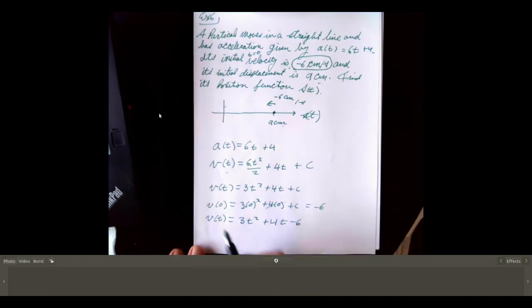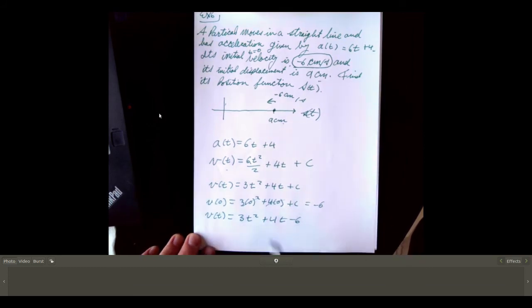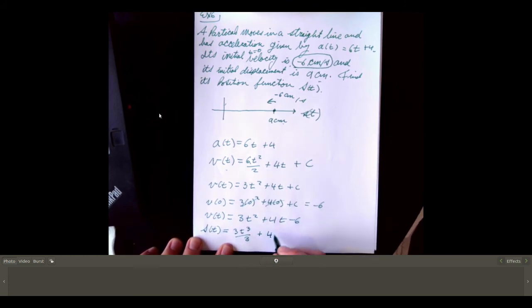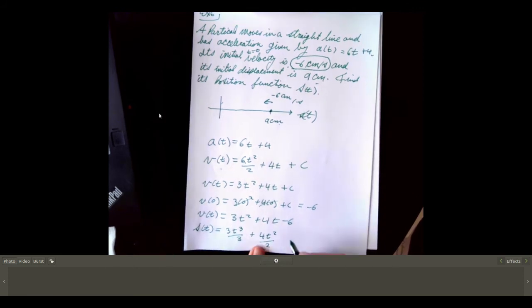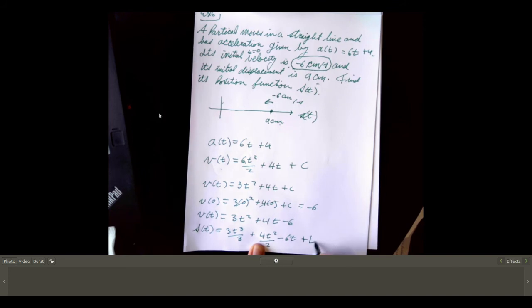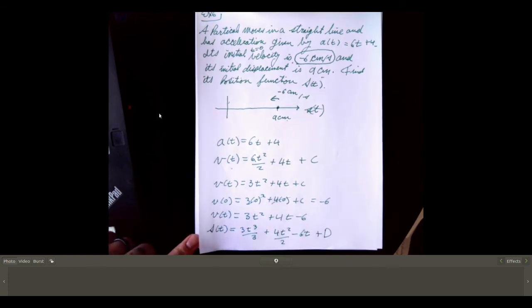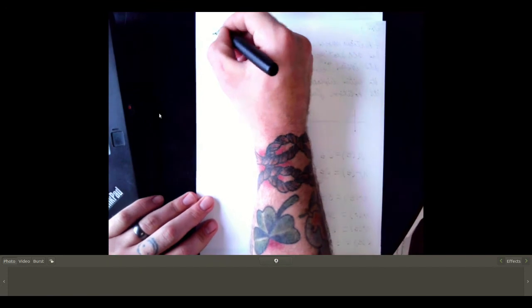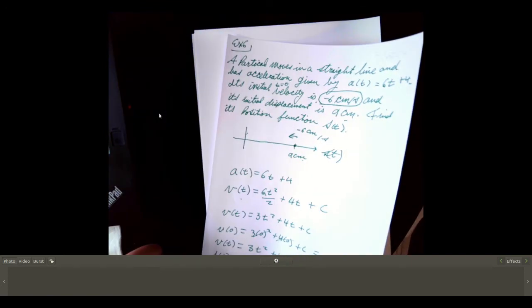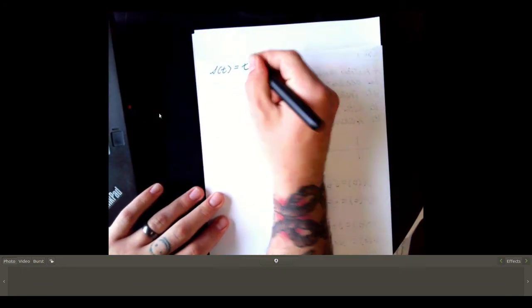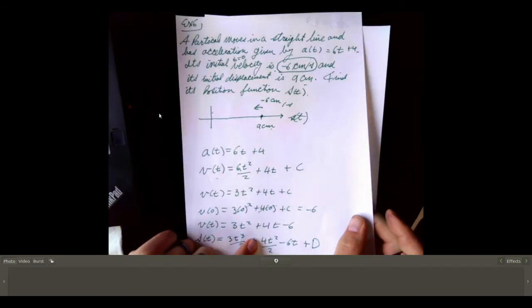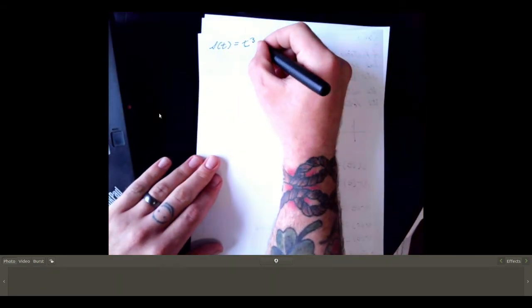Use what you're given. We know that the rate of change of position is velocity, so our position function is the antiderivative of velocity. That would give us 3t cubed divided by 3 plus 4t squared divided by 2 minus 6t plus some constant, which I will call d. I have run out of space, so going on the back, I'm going to rewrite s of t. s of t is equal to 3 divided by 3 is just t cubed, plus 4 divided by 2 is 2t squared, minus 6t plus d.